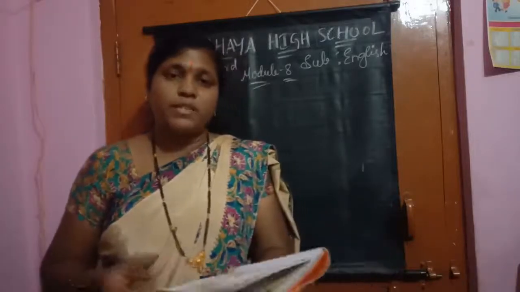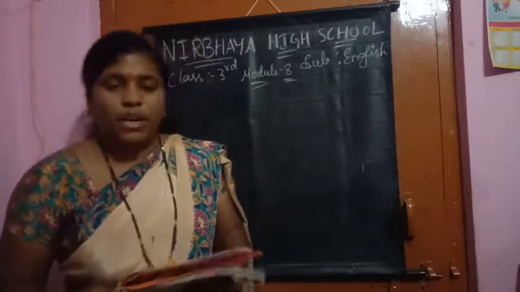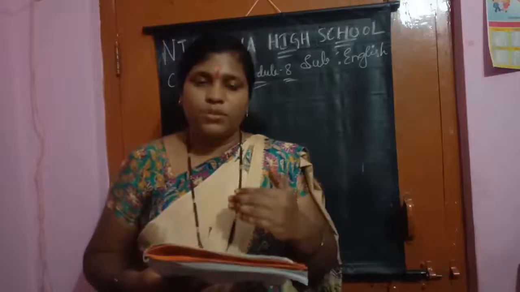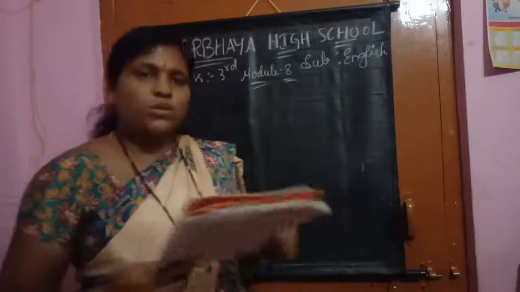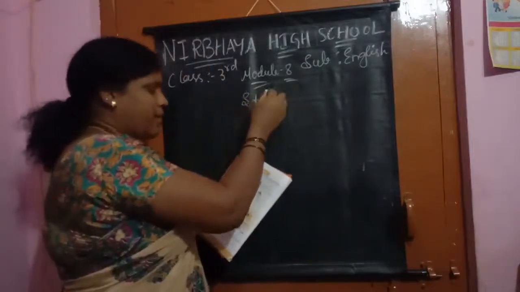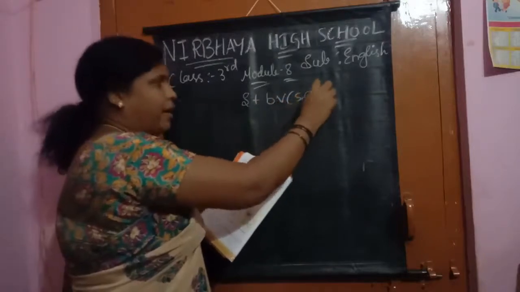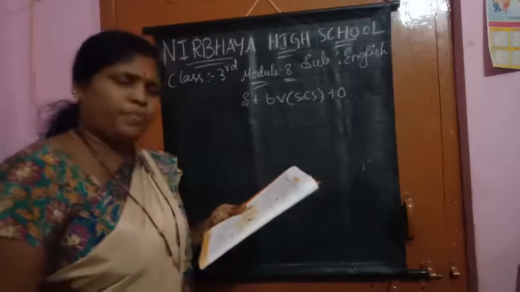What does simple present tense mean? It is done every day. Excellent. It describes habits, events and actions that happen regularly. What we are doing regularly, that is the simple present tense. What is the rule of simple present tense, children? Subject plus base verb, for this S or ES we will add, plus object.